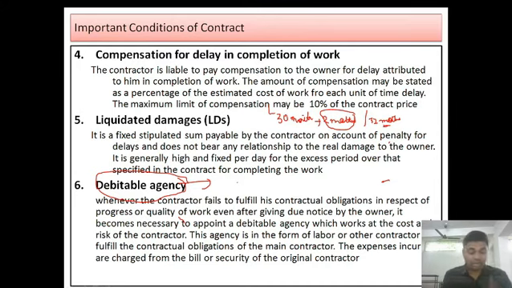The owner says that even on giving written notices the contractor is not doing so and so work, and the contractor will also explain what he is facing. The debitable agency will come to a conclusion about who is responsible for the dispute and the delay of this work, whether the owner or the contractor. What this agency decides will be final. This agency is a firm of labor or other contractors to fulfill the contractual obligations of the main contractor. The expenses incurred are charged from the bill or security of the original contractor.